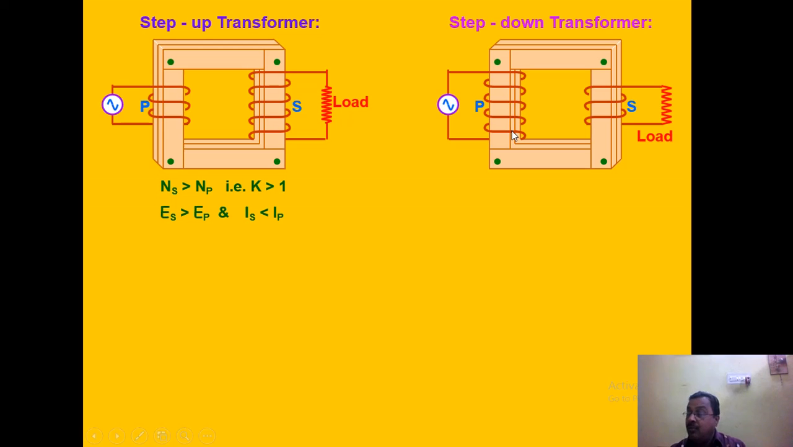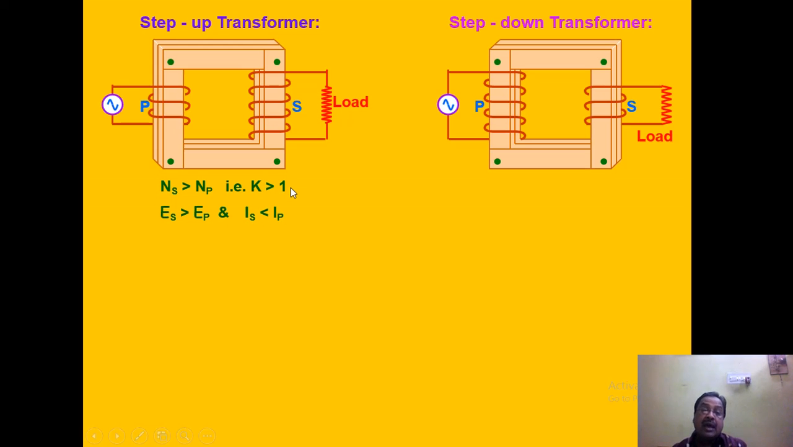That is to say, if the voltage across the secondary is less than the voltage across the primary, then it will be called a step down transformer. And for a step up transformer, the transformer ratio K, which is NS by NP, is greater than 1. So NS is greater than NP. This will give you ES is greater than EP, or IS is less than IP.